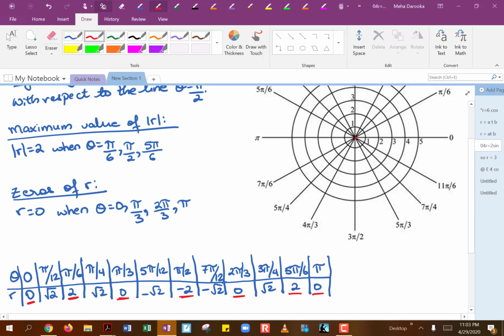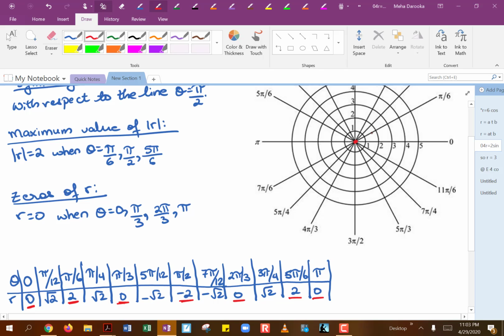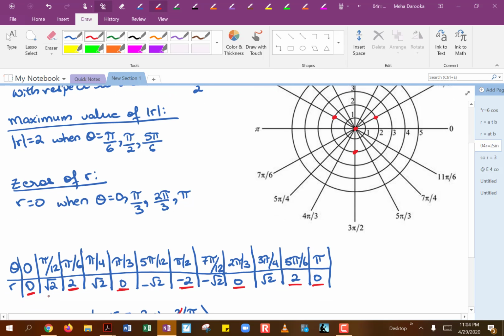So let's go ahead and graph these. So at 0, we're actually at 0. At pi over 6, we are at 2. Pi over 3, we are actually back at 0. Pi over 2 is negative 2, so that will be going down here. 2 pi over 3 is back at 0, and then 5 pi over 6 is at 2, and you're back at 0. So of course we're going to need to do these intermediate ones.